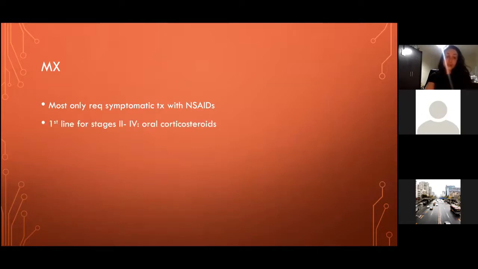So the management of sarcoidosis, treatment varies. Most often only require symptomatic treatment with NSAIDs such as ibuprofen and aspirin. So first line management, that's generally given for stages 2 to 4 for the lung involvement, and that's usually with oral corticosteroids. Some second line options include methotrexate, which is an antifolate drug, and that inhibits dihydrofolate reductase, and that's generally given weekly.